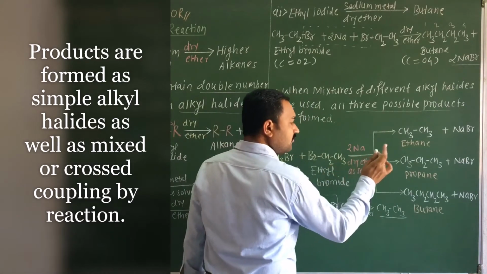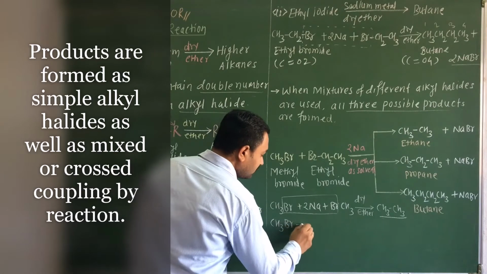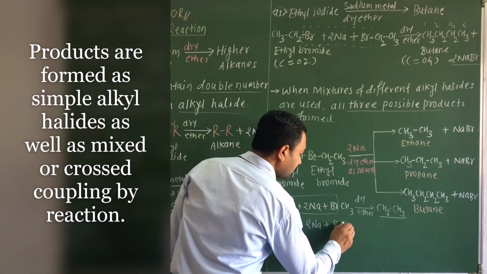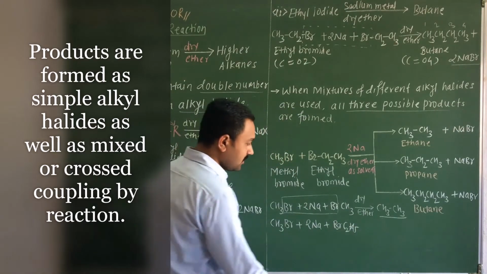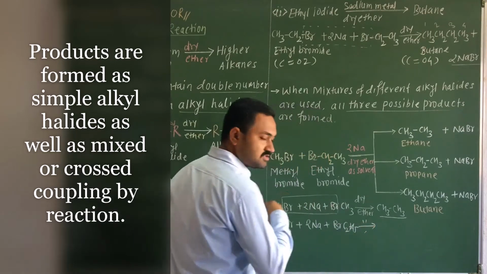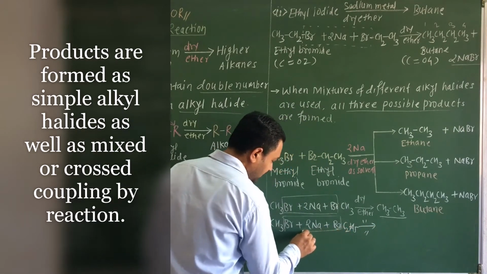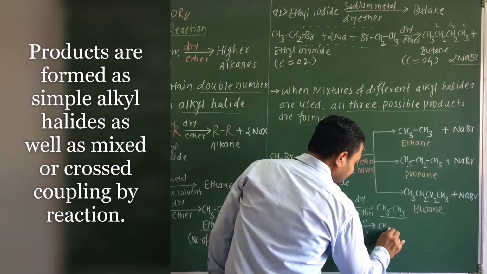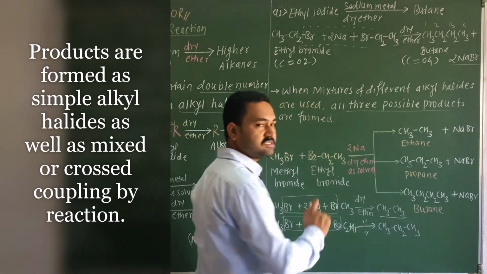Now for the second product, we know that this methyl bromide will react with another molecule of ethyl bromide, that is C2H5Br. I will write it in short, in the presence of dry ether as a solvent. Then again the two bromines will be exchanged with sodium metal and we will get propane as a product. So we obtain the second product.